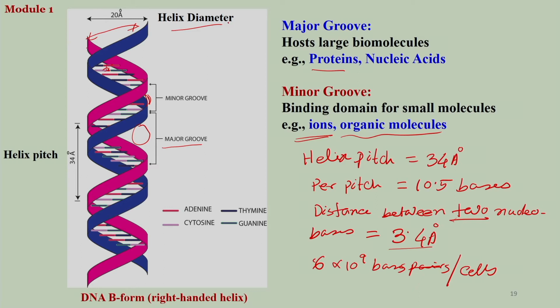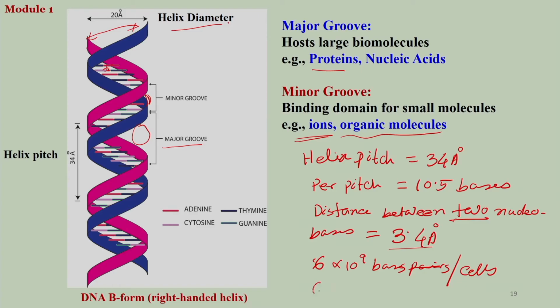Now, if you calculate the total distance between the nucleobases, that will come out as 6 into 10 to the power 9 multiplied by 3.4 angstrom. If you calculate, that is roughly equivalent to 1.8 meter or roughly 6 feet. So, in every cell of ours, the length of a DNA is around 6 feet long. That is a large length, and all of it is stored or packed into the nucleus of the cell in chromatin.